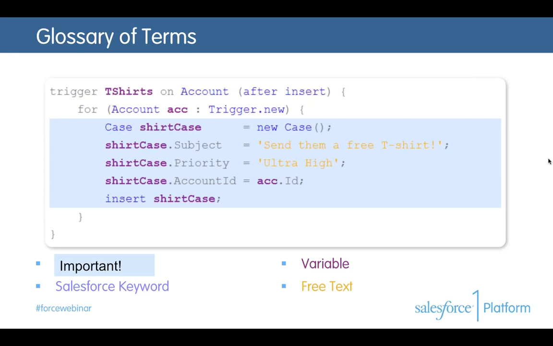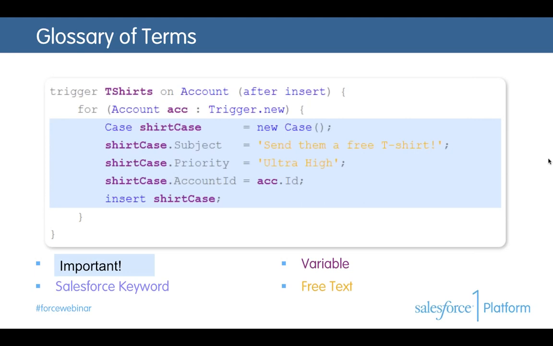And we note that by writing the after insert inside the parentheses. Again, if that part is difficult to follow, don't worry about it, because you're going to copy and paste that code every time you write a new trigger. Now in the second line, we're doing a loop. Now there can be multiple accounts that enter this trigger. And trigger new, that's the list of all accounts that are entering this trigger.